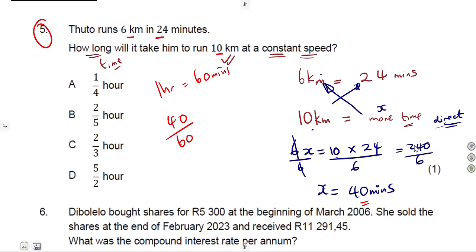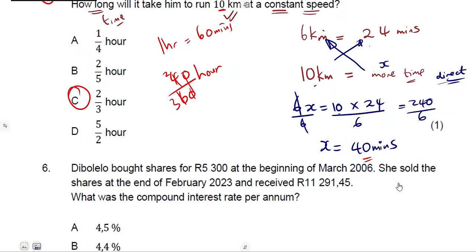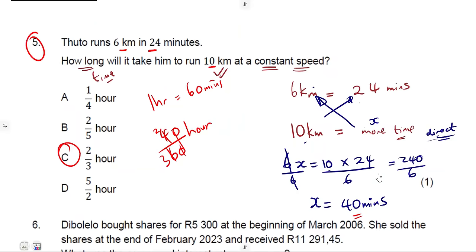For an hour, simply divide by what? By 60. So that was going to give us what? 2 over 3. Okay, which is on what? On C. So the best answer there was going to be C. All right, so according to the calculations, guys, that is what you're going to have.